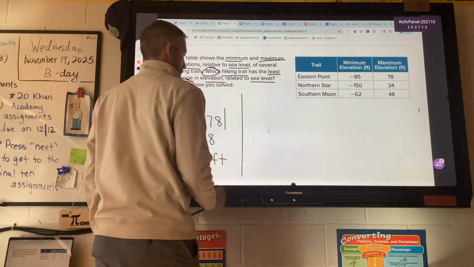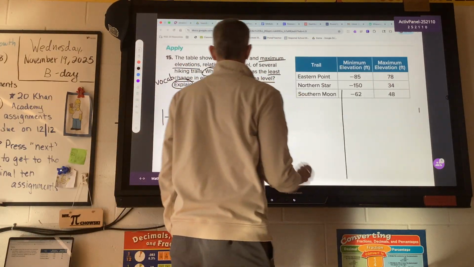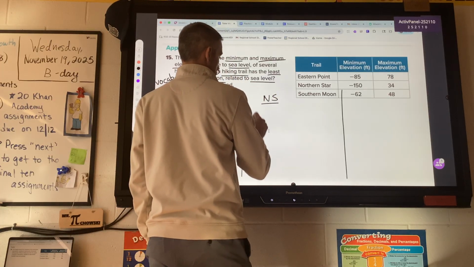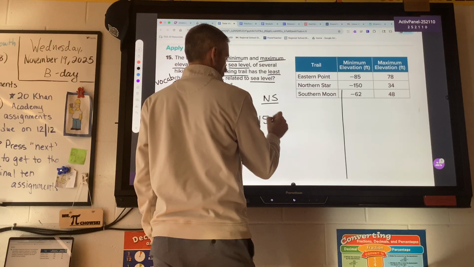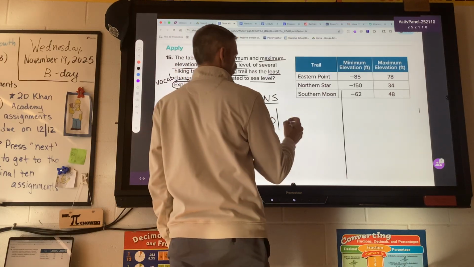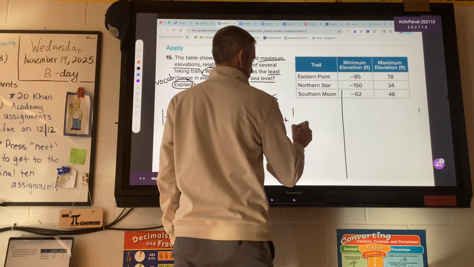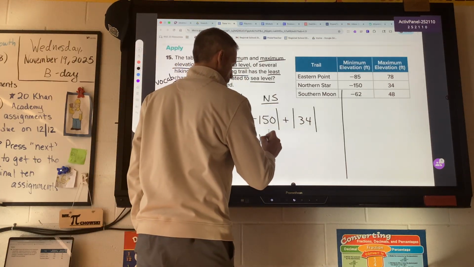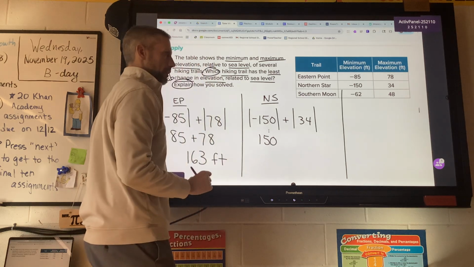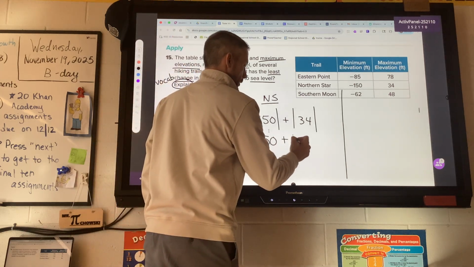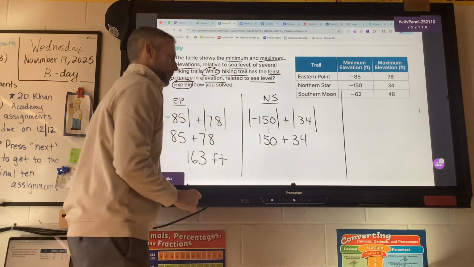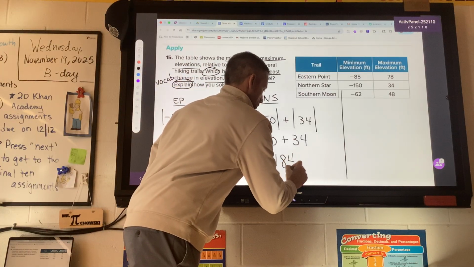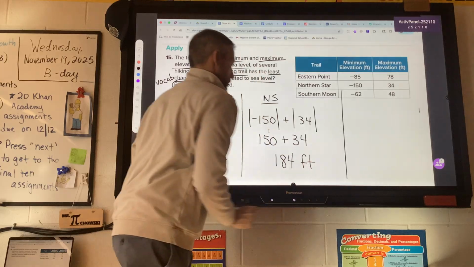Now I might as well make this like a triple T chart here. We have the Eastern Point Trail. Now we're going to do the Northern Star. Same thing. The Northern Star is well below sea level, at least the lowest point. But you notice the highest point isn't very far above sea level. But we would have to change these. So that means we would have to travel 150 feet from the lowest point to get to 0, and then from 0 to the highest point, we would add those together, and the Northern Star Trail has a total change in elevation of 184 feet.